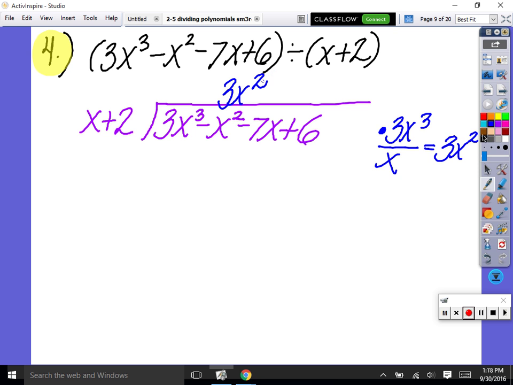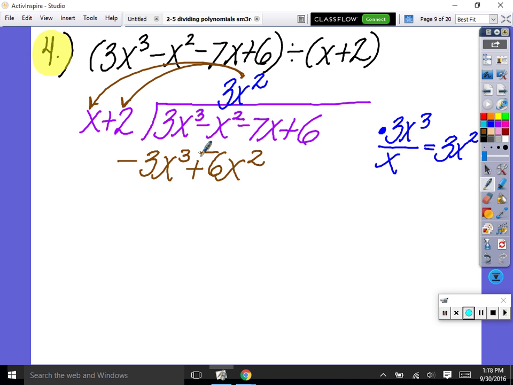Now we take and multiply that down through. 3x squared times x is 3x cubed. 3x squared times positive 2 is positive 6x squared. Do not forget the most important step: change the sign, change the sign.